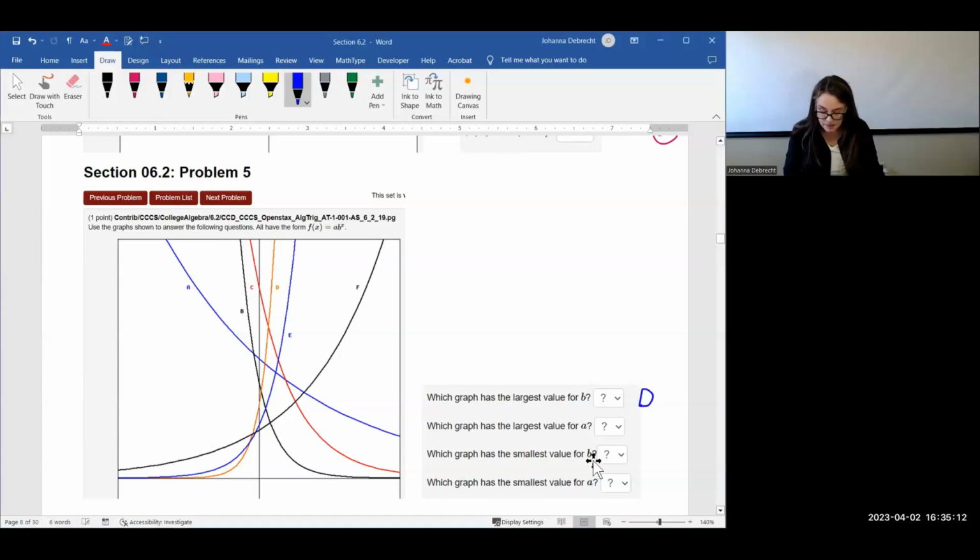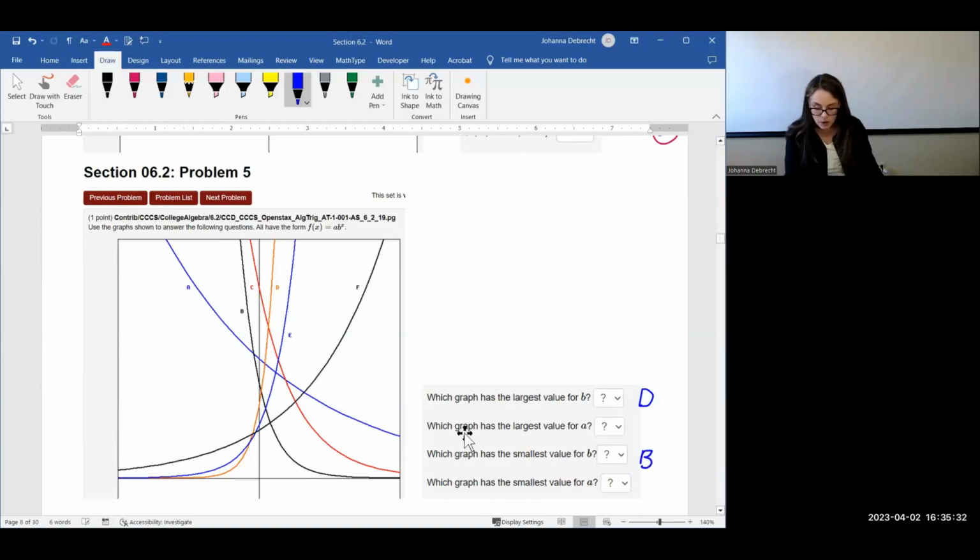Which graph has the smallest value? That's going to have to be one of the decays, where the value of B is between 0 and 1. And then it will be the one with the smallest base. It's the one that is changing the most rapidly. Is this of A, B, and C? That would be B. So this one is B.